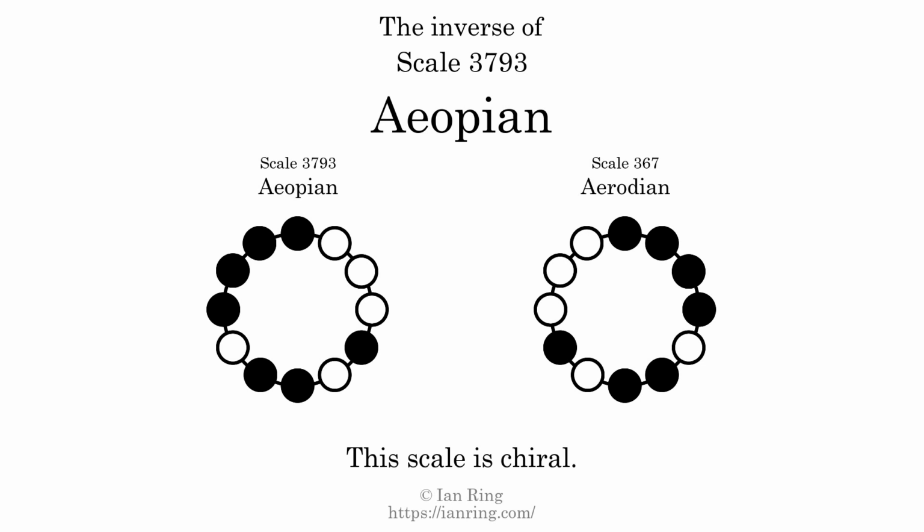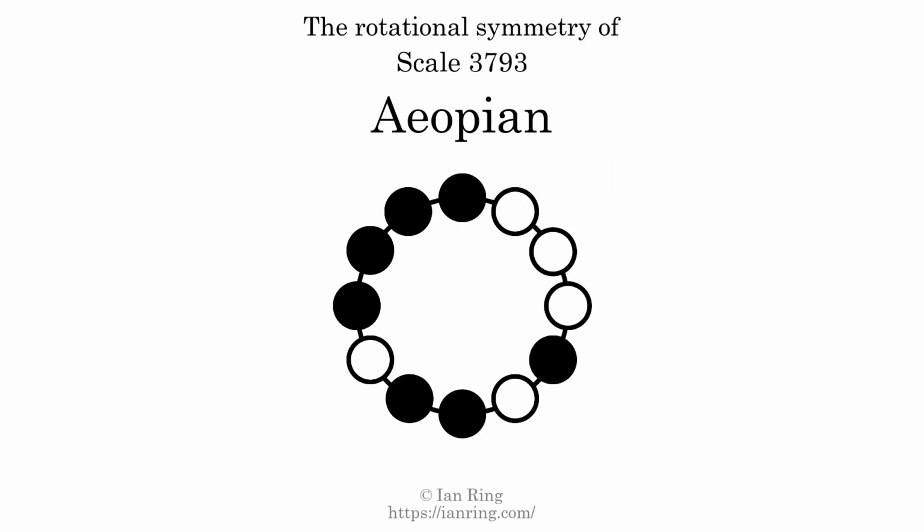The inverse of a scale is a mirror image. It is what you get when the sequence of intervals is reversed. The inverse of this scale is scale 367, also known as a Rhodian. This scale is chiral. It cannot transform into its inverse by rotational transformation. This scale has no rotational symmetry.